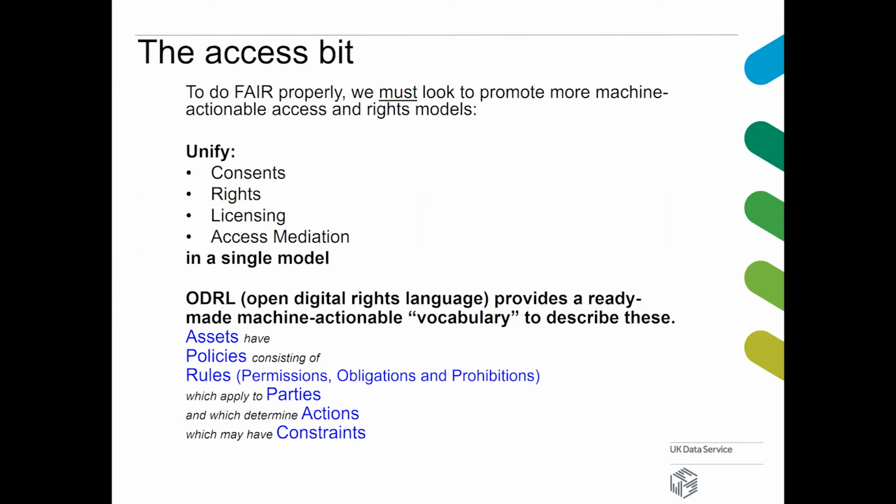So very briefly, ODRL is a fairly sophisticated model now where you have assets, which you might have called data sets, which have access policies, and these are structured with rules. So, in terms of rights management, permissions are things you are allowed to do, obligations are things you must do, and prohibitions are things you must not do. And those apply to different parties, as they're called. They determine the things that might happen, which may themselves have constraints.